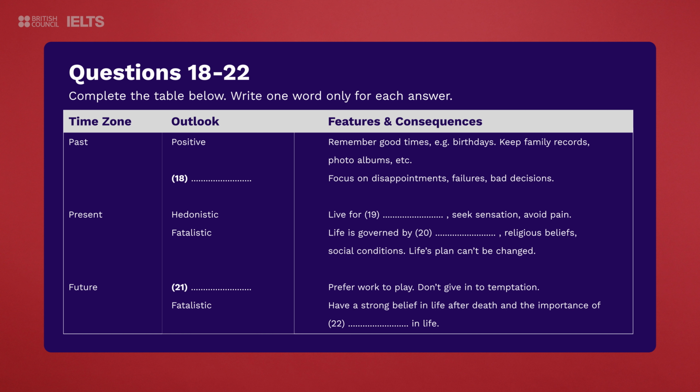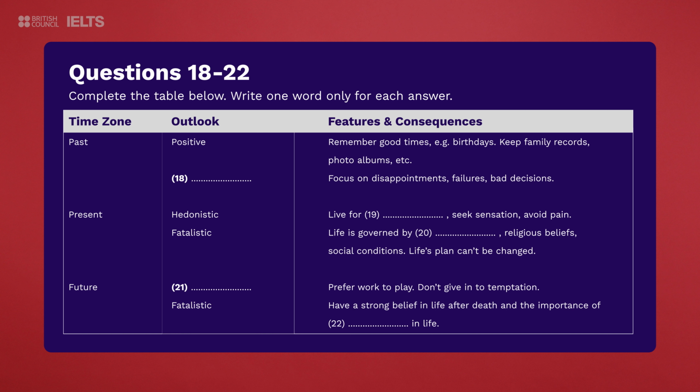Today, I'm going to be talking about time. Specifically, I'll be looking at how people think about time and how these time perspectives structure our lives. According to social psychologists, there are 6 ways of thinking about time, which are called personal time zones.